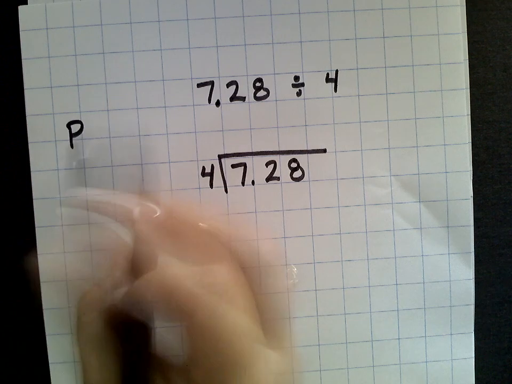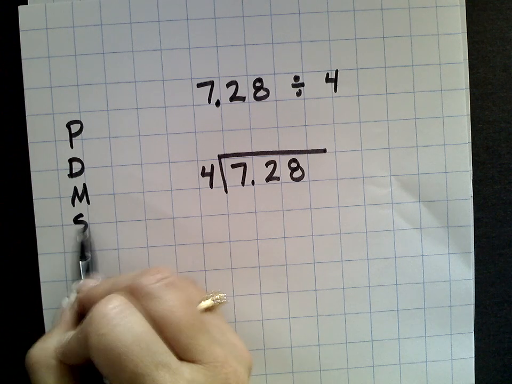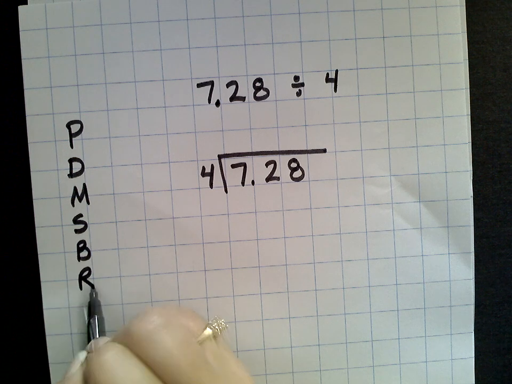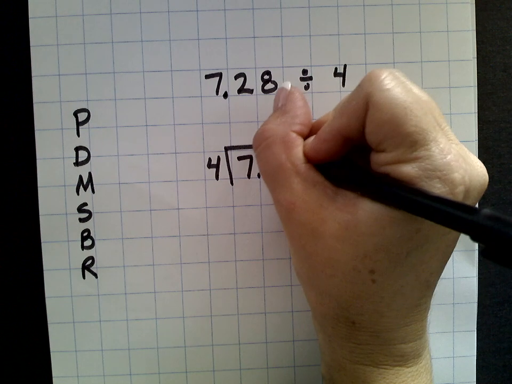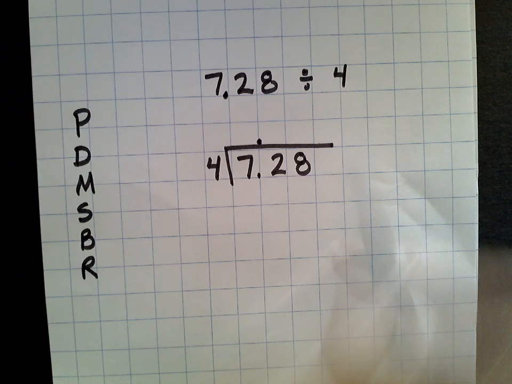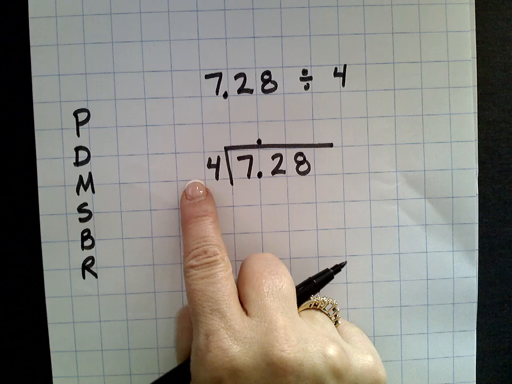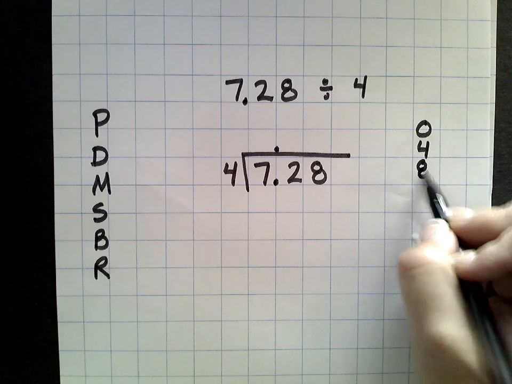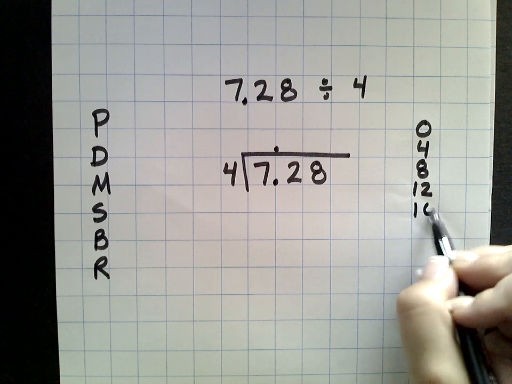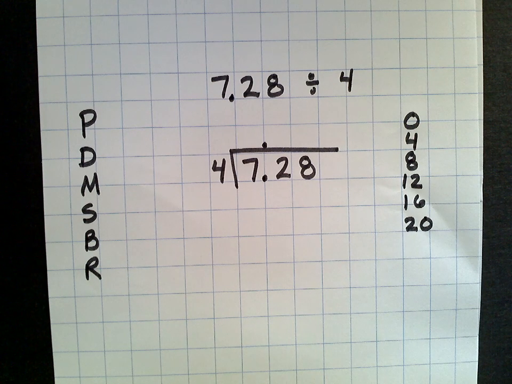We have our Pop, Dad, Mom, sister, brother, and Rover. First step is Pop. Now he goes home. He's done. That's his only job, is to pop that decimal up. We're going to be dividing. We're using our 4 times tables. So I can list some of those out. If I need to list more, I'll come back and we'll see how we do.